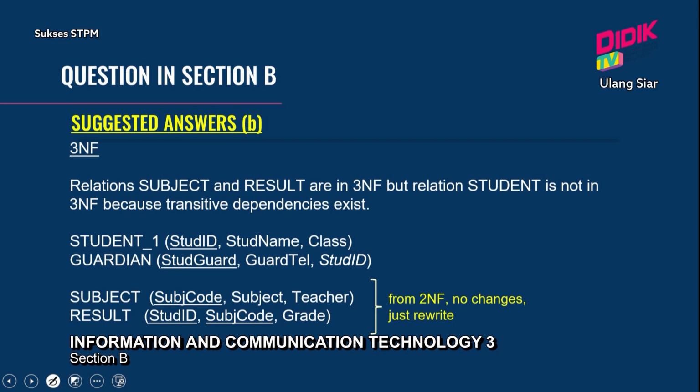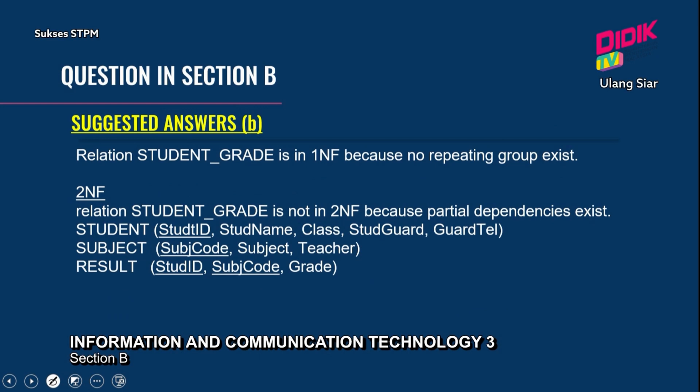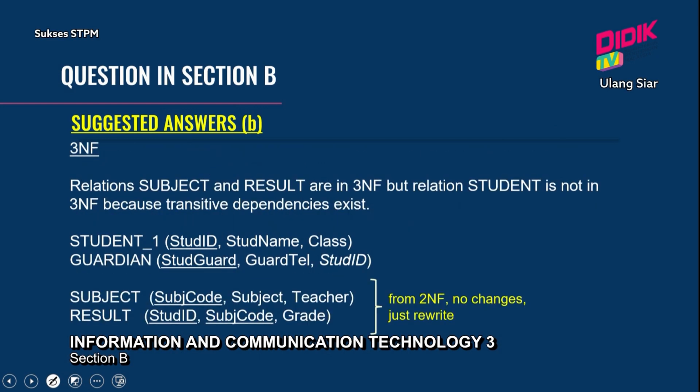And then for third normal form, relations subject and result are in third normal form. Okay, subject and result are already in third normal form, but student is not in third normal form. So you have to remove the transitive dependency for only the student relation. The rest two, don't do anything. It's already in third normal form. So after you remove the transitive dependency, then you get that one.